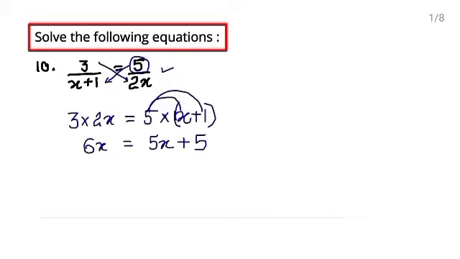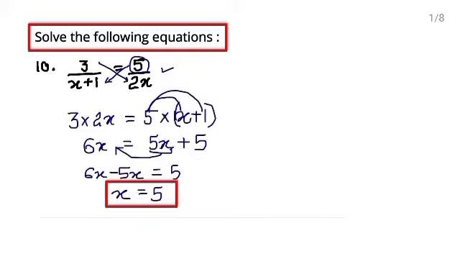Now keep the variables to the left. This term has a variable, so keep it to the left. 6x, after moving to the left, this 5x will have a minus sign, so it will be minus 5x is equal to 5. So 6x minus 5x is x, which is equal to 5, right? So this is your answer.